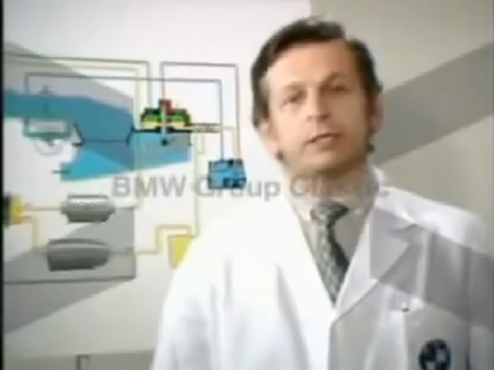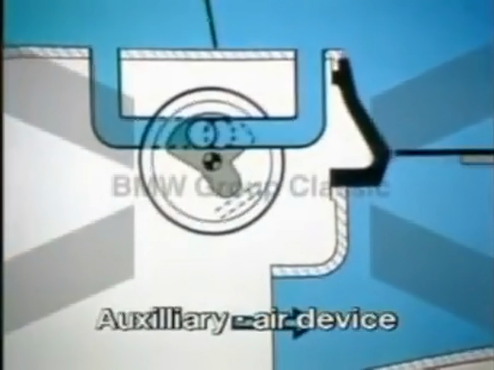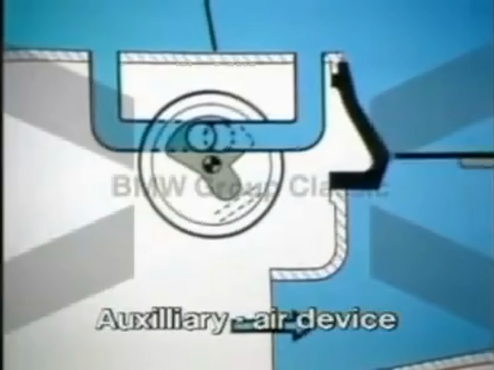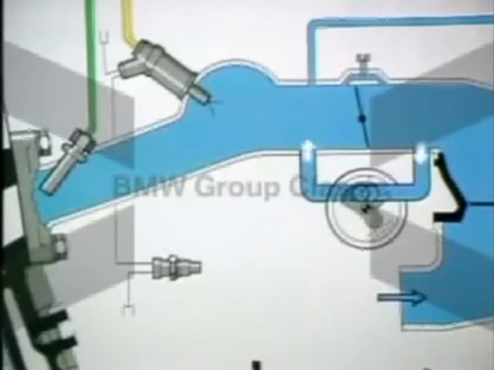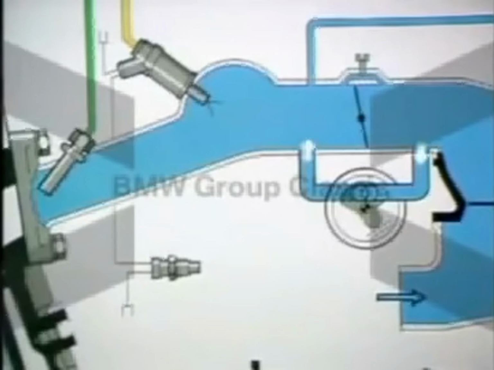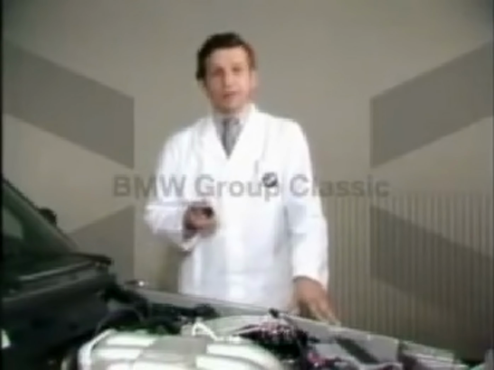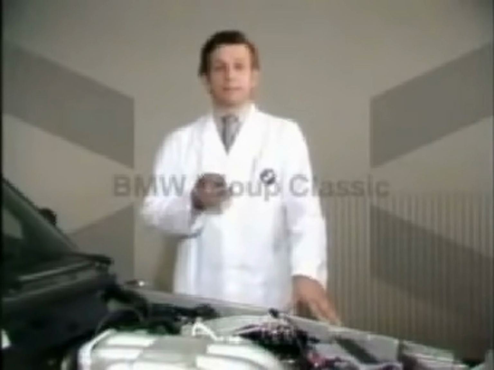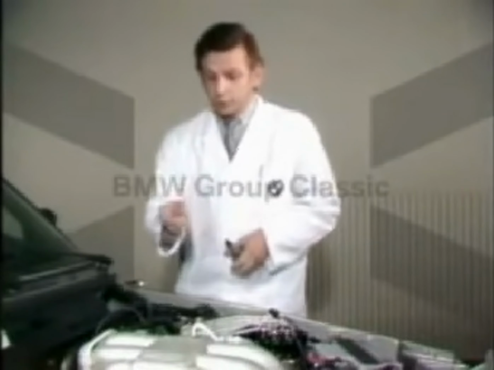Now the auxiliary air device. It allows more air to be drawn in by the engine in the cold state, bypassing the throttle valve. In this way, the friction losses, which are greater when the engine is cold, are compensated for. Idle speed is increased. There are two models of auxiliary air device available: one which is electrically controlled, and the other coolant controlled.